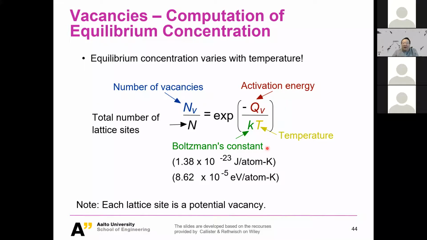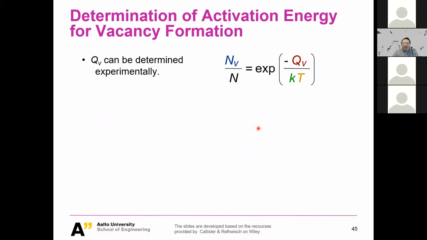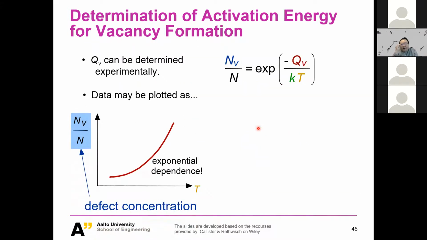More importantly, you should pay attention here. First, we have a constant, the famous Boltzmann's constant, and there's a temperature. This is the point. Let me give you a graph here. We can plot this as a simple exponential, with the y-axis as the fraction of vacancies and the x-axis as temperature. Everybody knows how the exponential function looks.